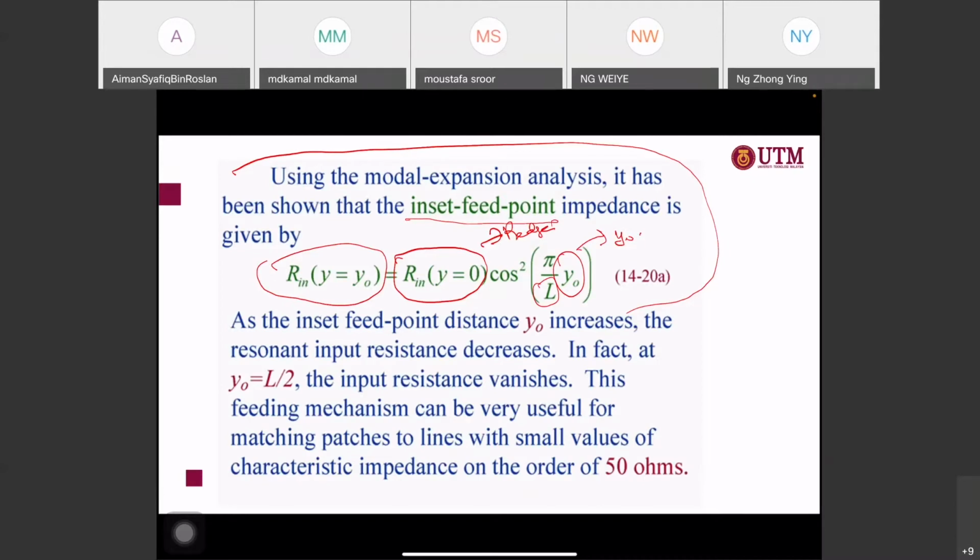As the inset feed point distance y0 increases, the resonant input resistance decreases. In fact, at y0 equal to L, the input resistance vanishes, so it becomes 0. This feeding mechanism can be very useful for matching patches to lines with small values of characteristic impedance, on the order of 50 ohm. Okay.